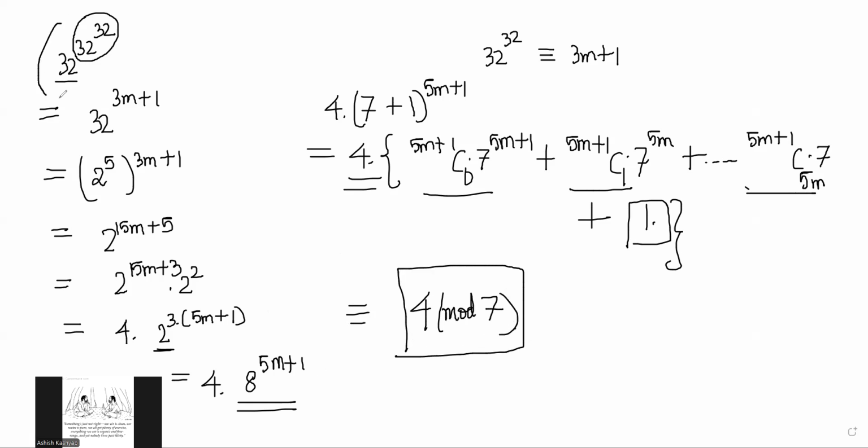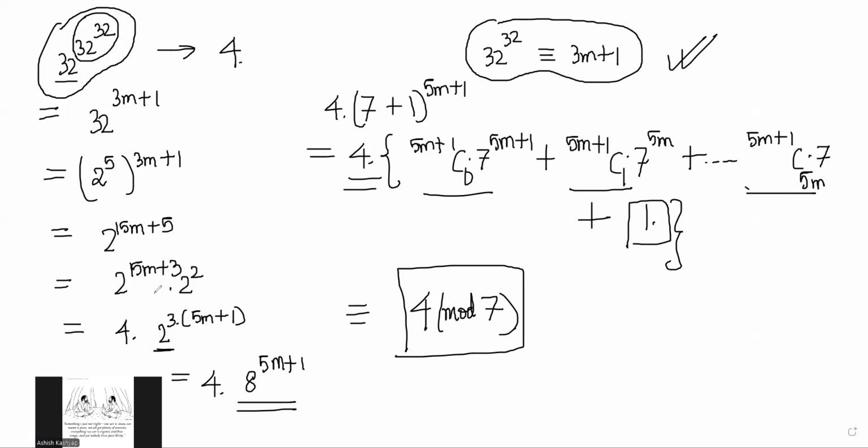So our number 32 to the power 32 to the power 32 leaves a remainder of 4 when divided by 7. We did the problem in 2 steps. First, we figured out that 32 to the power 32 can be written as a number that leaves remainder 1 when divided by 3. And after that, we worked on it again and did it modulo 7, right? So we converted 2 power 5, 2 power 3 into 8 and wrote 8 as 7 plus 1. So that was the main trick here. I hope you understood. The remainder here is 4, right?